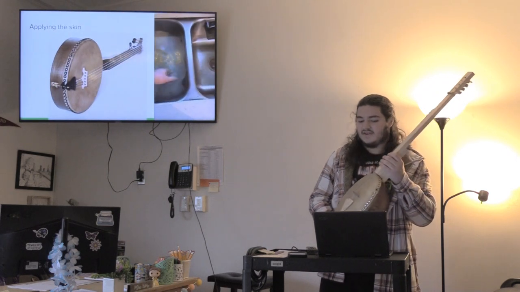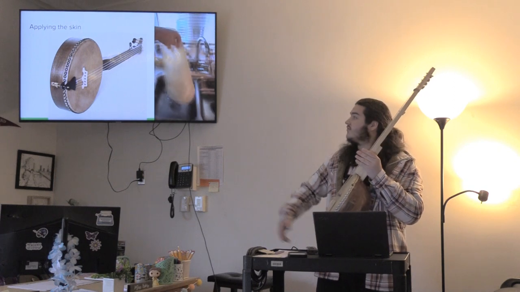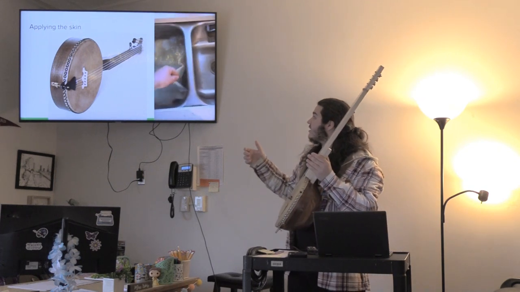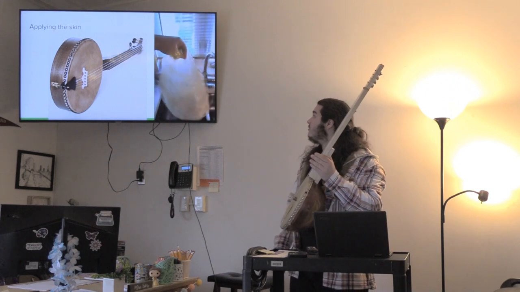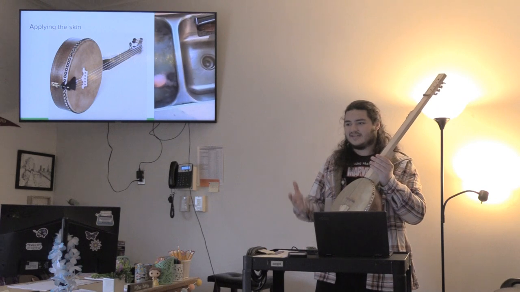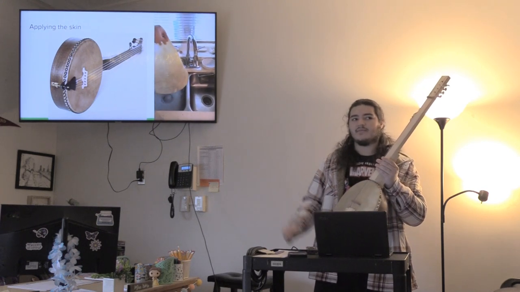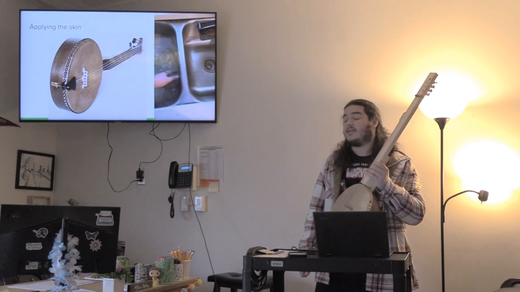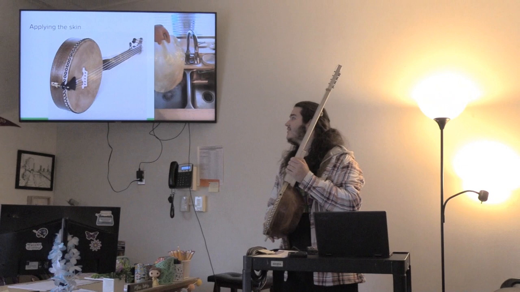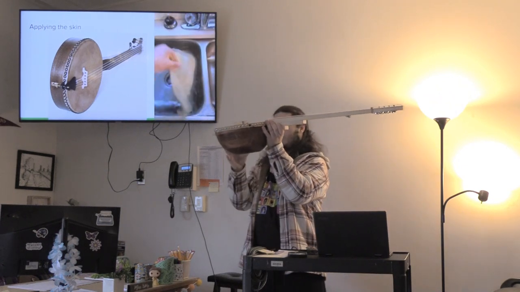So applying the skin, this was probably the hardest and most interesting part for me. This is real goat skin. I had to let it soak in water for like 2.5 hours to get it to be pliable, because when you get it, it's rolled up and it's hard. If you donked someone over the head with it, it would hurt a lot. And they might even pass out if you hit them hard enough. I wouldn't be surprised.